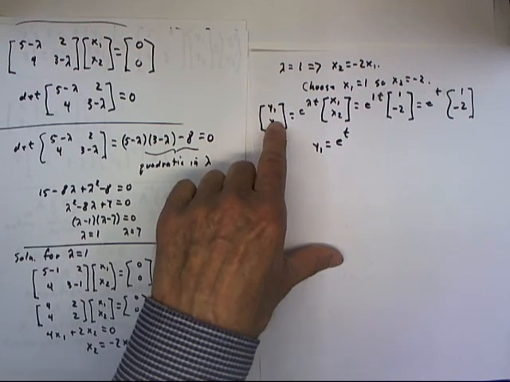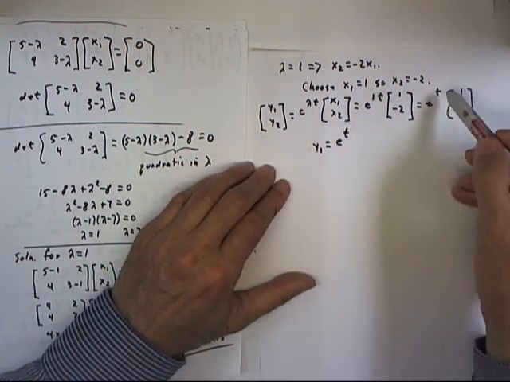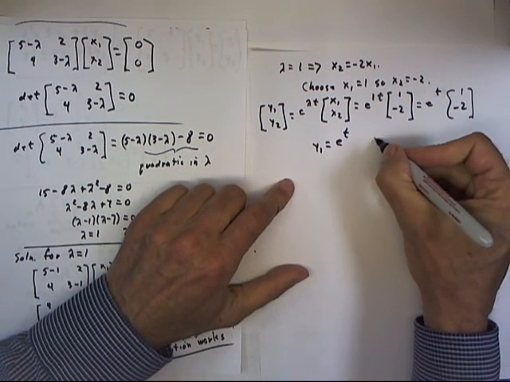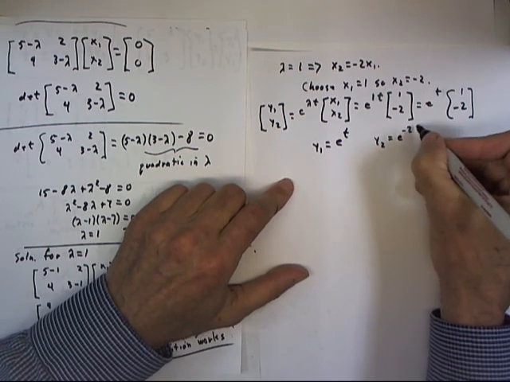So y1 is what? It's just e to the t multiplied by 1. And y2 equals e to the negative 2t.